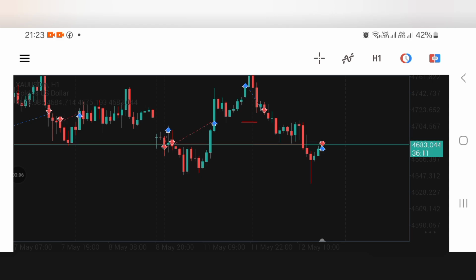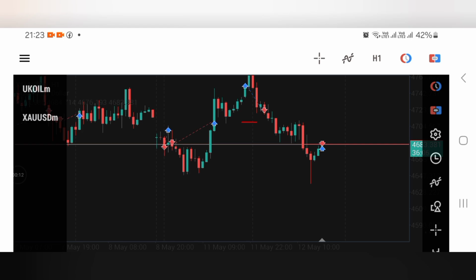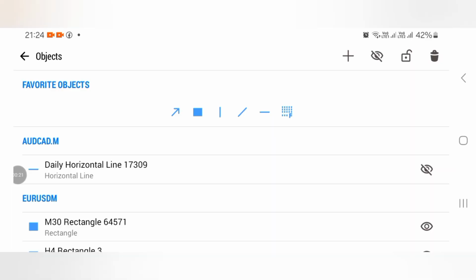Guys, this is how we mark the support levels. This is the practical part, guys. We were in the theory part. This is how we actually mark the support levels. Let me show you step by step how we mark the support levels.